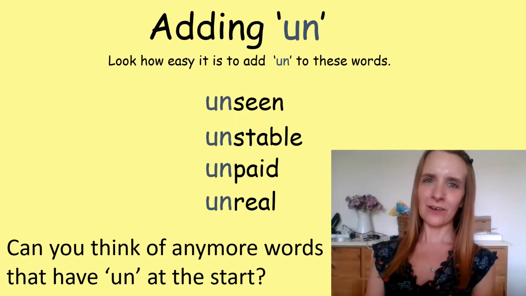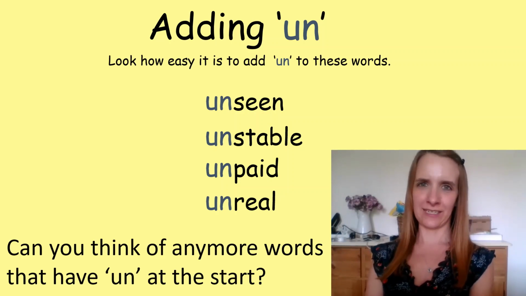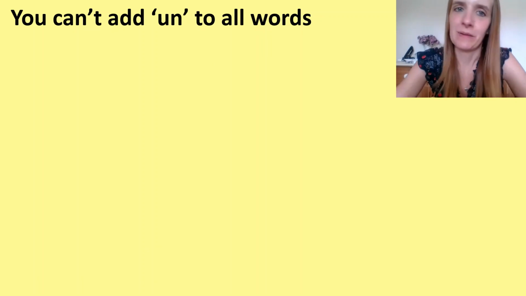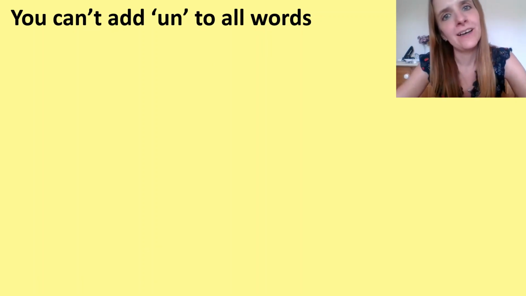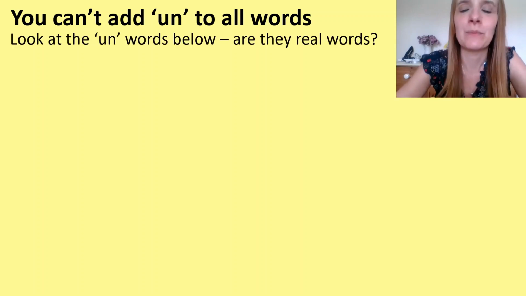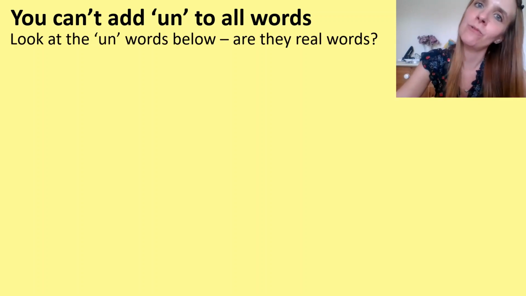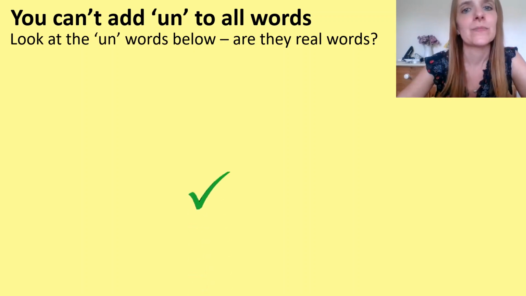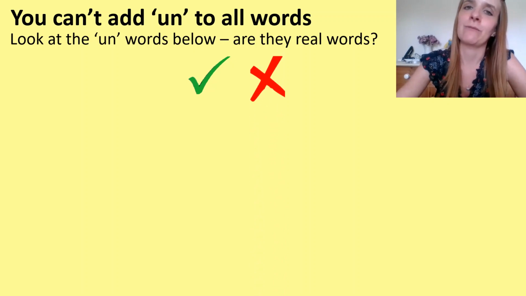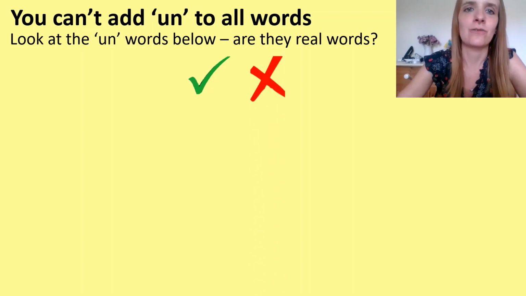You might want to pause the video here. I wonder if you could see how many words with un you could write down. Have a go. Okay, so you can't just put un at the start of any word to make it mean not or make it mean the opposite. Un only goes at the start of some words, so we're going to look at some un words below and we're going to see if we think they're real words or not real words. If they've got a tick, they're a real word. If we have a cross next to it, then it's not a real word.